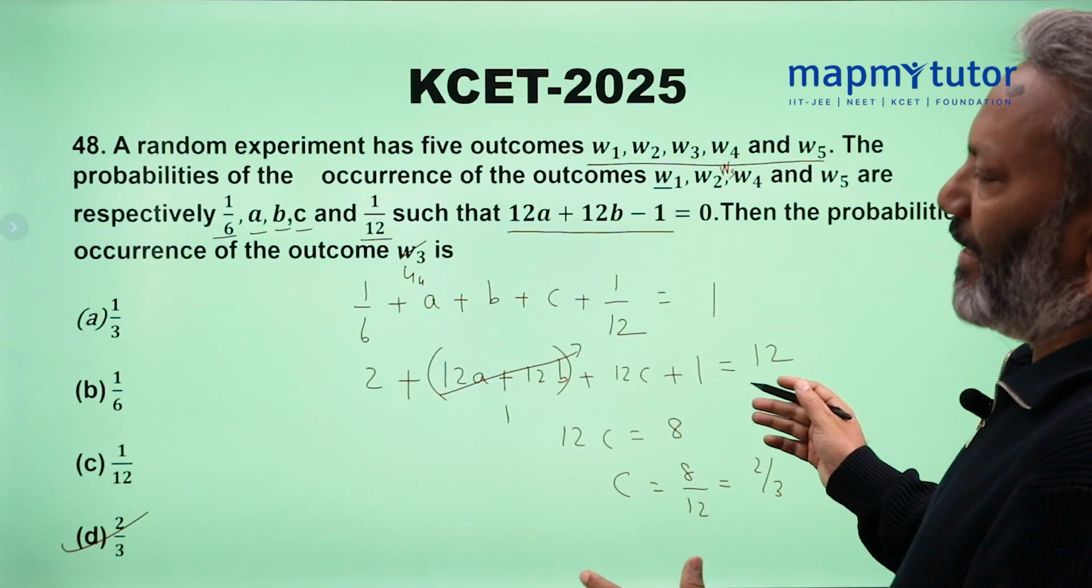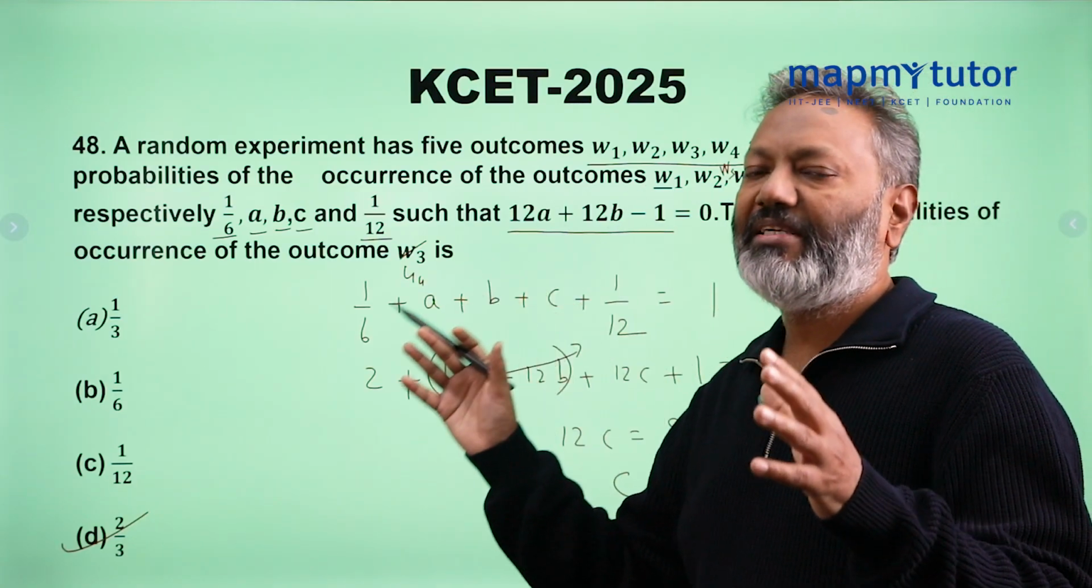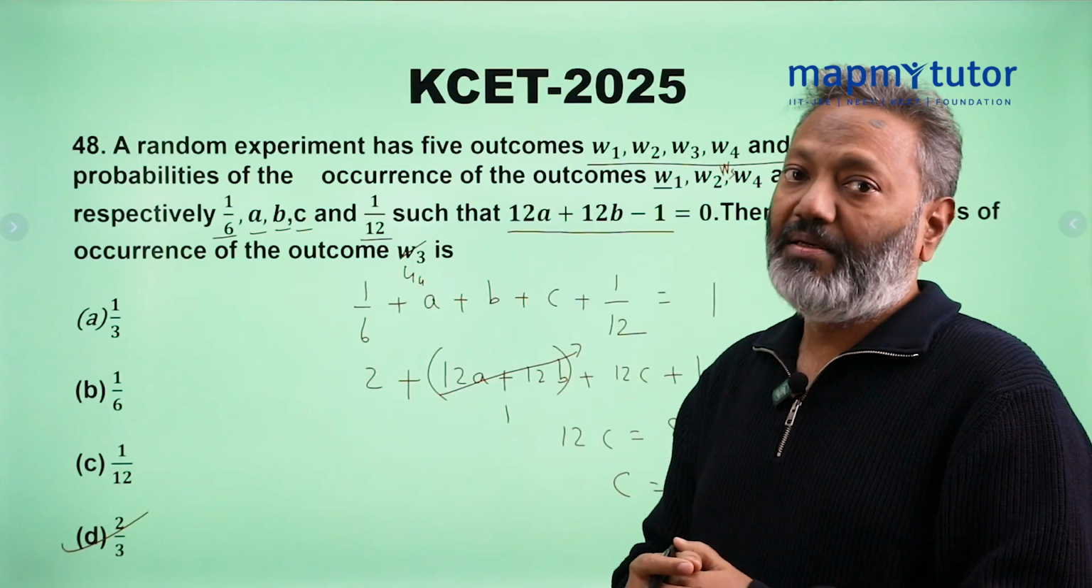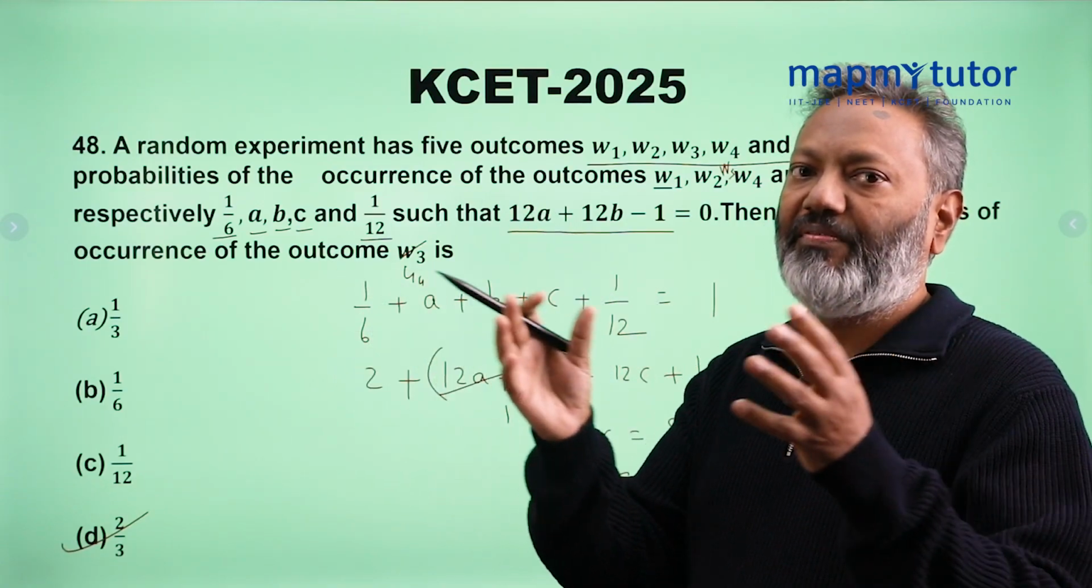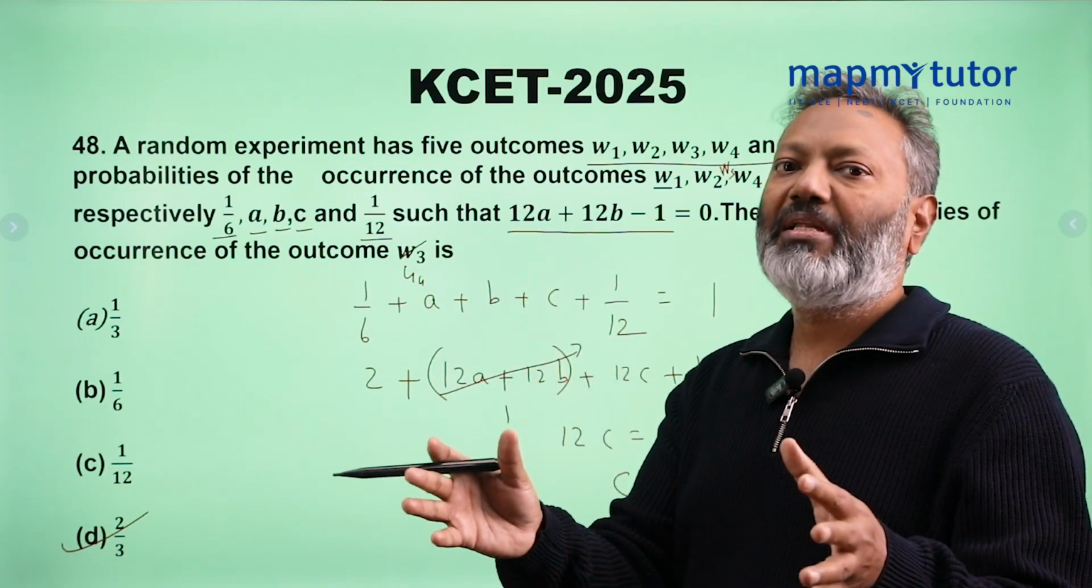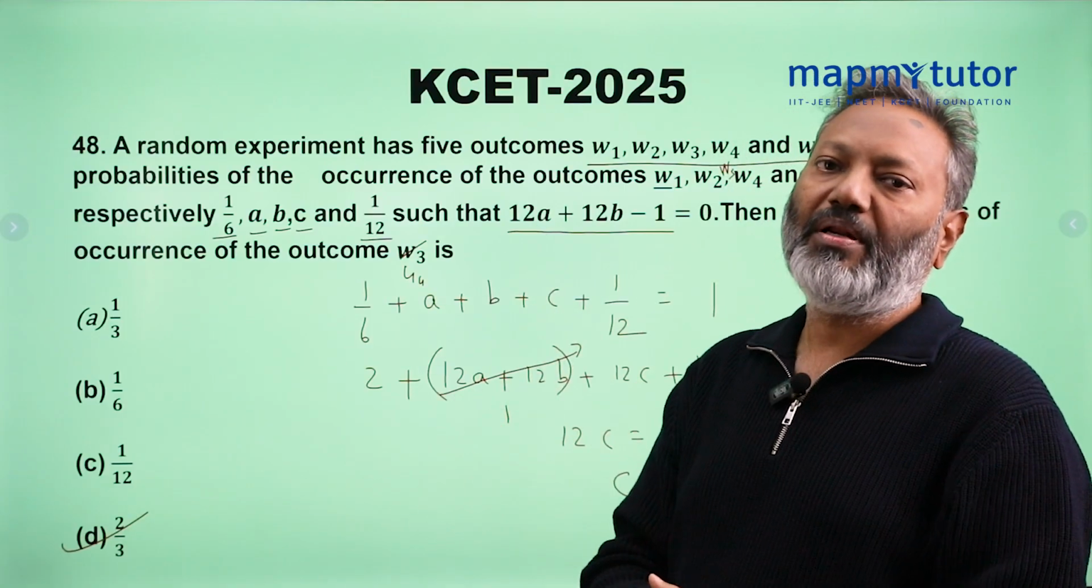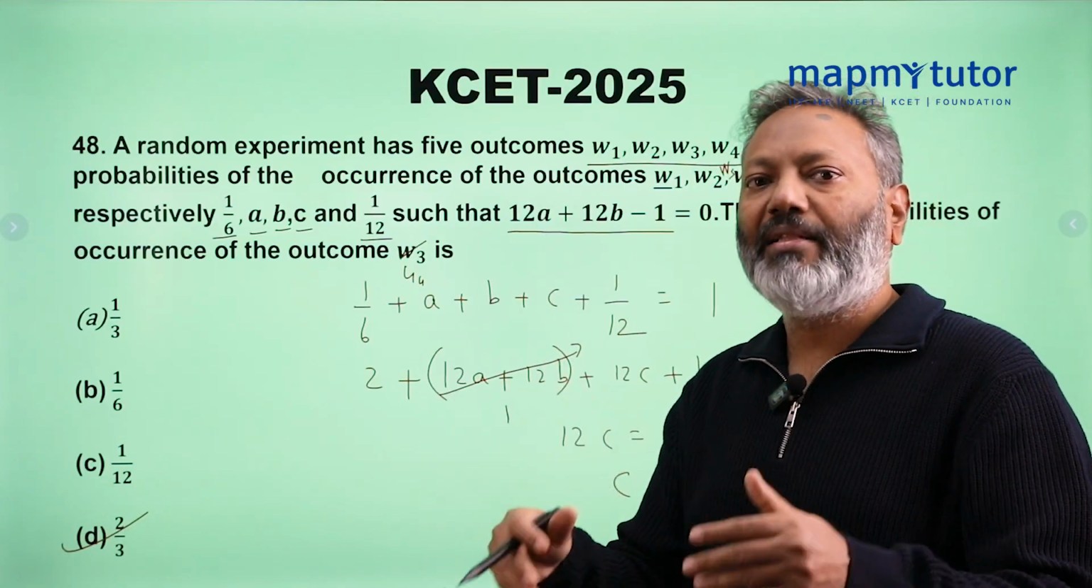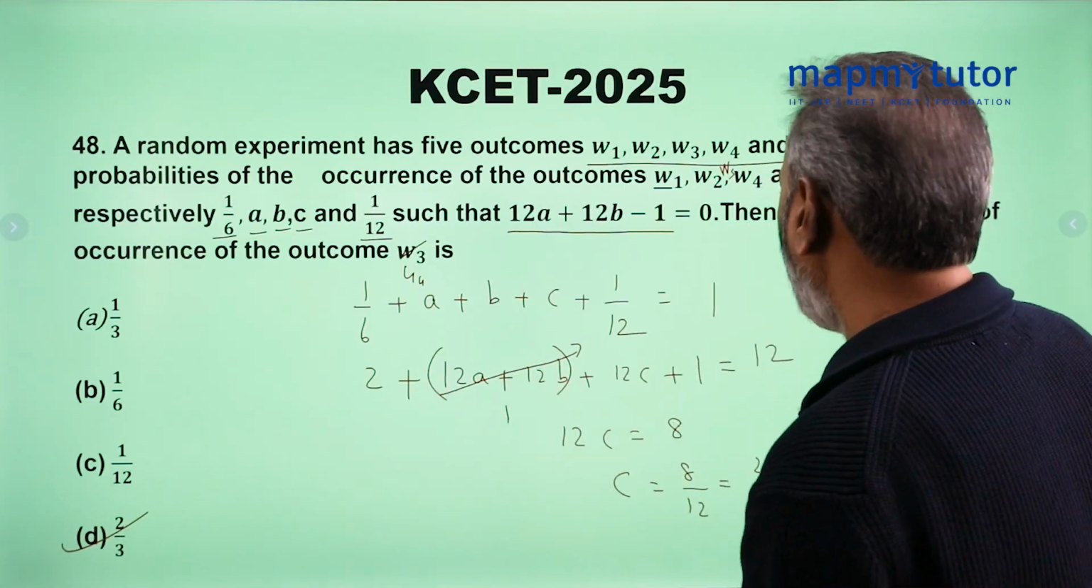And therefore, here I use the exhaustive events concept. What is that? If all the exhaustive events are given, the sum of their probabilities must be equal to 1, because there cannot be any other possible event. Okay?